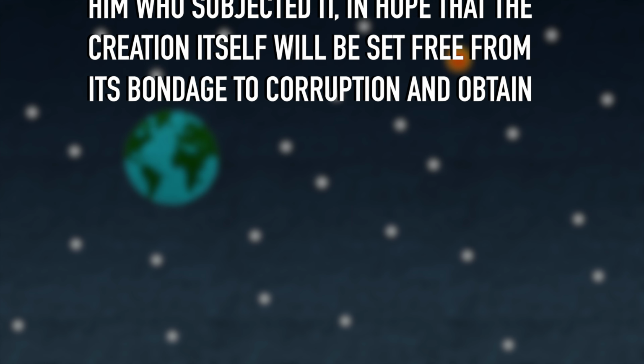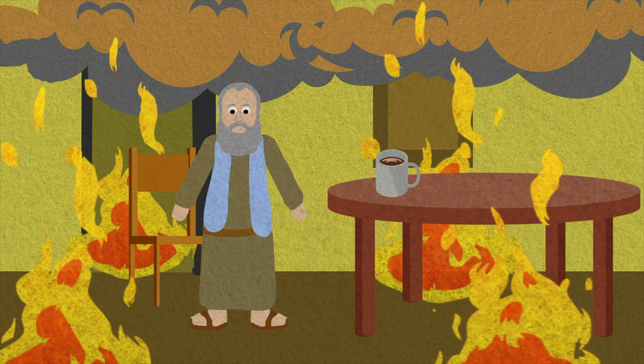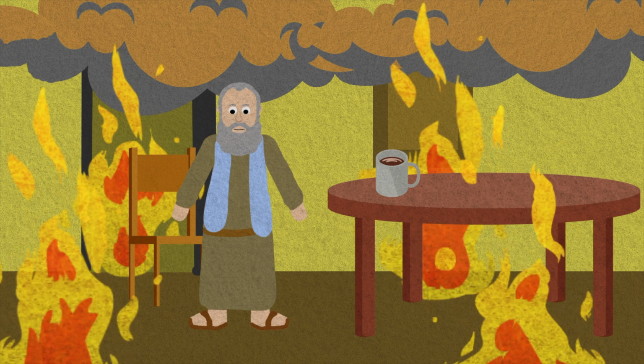And not only the creation, but we ourselves who have the first fruits of the Spirit, groan inwardly as we wait eagerly for adoption as sons, the redemption of our bodies. So what's going on here? The Apostle Paul is looking at the world around him with all of its difficulties and brokenness, and he says, you're probably wondering how we got ourselves in this situation. All of this brokenness experienced in the natural created order: disease, sickness, natural disasters, and death.